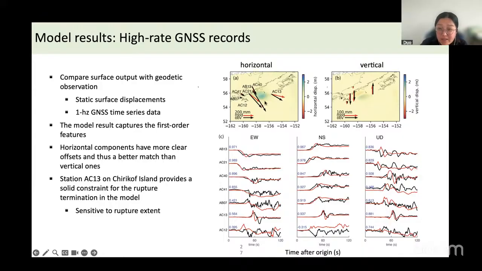We find that the overall amplitude at the surface stations is quite comparable with the data, and the time series also capture the main characteristics, except for the vertical component, because the vertical part of GPS is always more noisy.